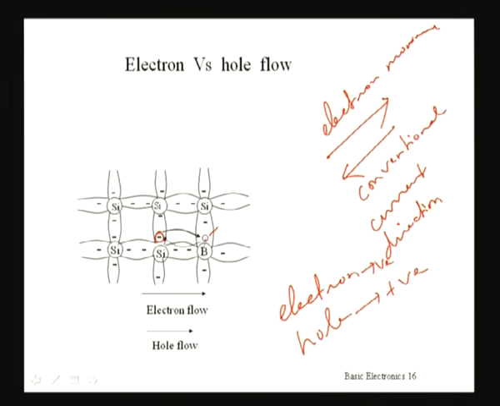If I consider conventional current direction, it will be in this direction, because this electron movement is in this direction and hole movement is in the opposite direction. But the total direction of current which will be flowing is opposite to the electron movement, so it will be in opposition to this movement of electron, but that is the same direction as the hole movement.